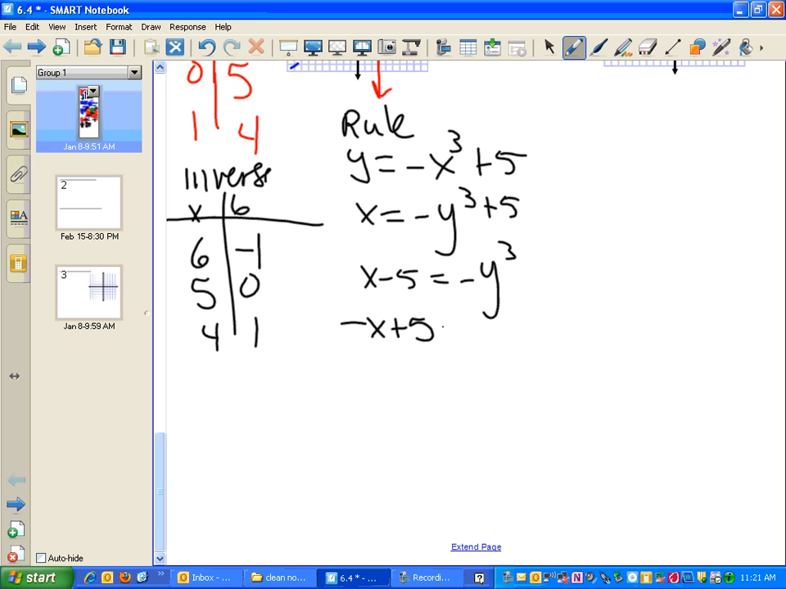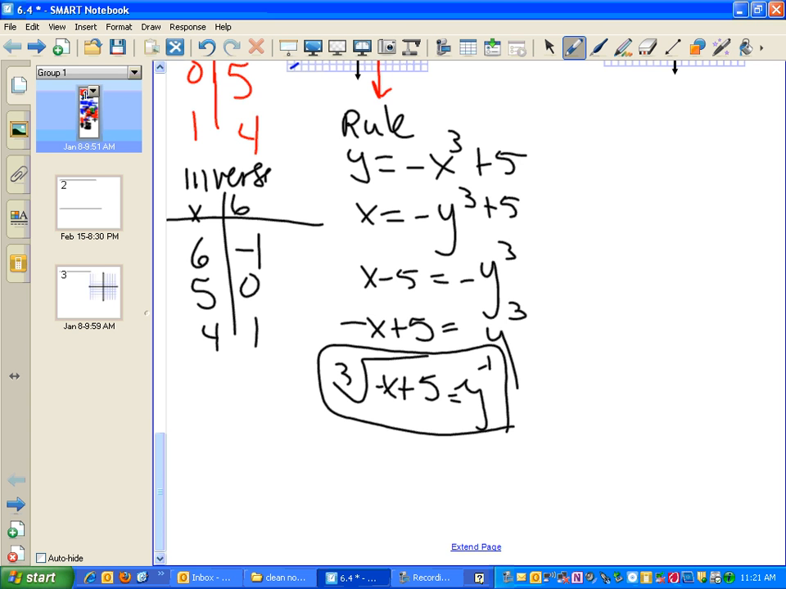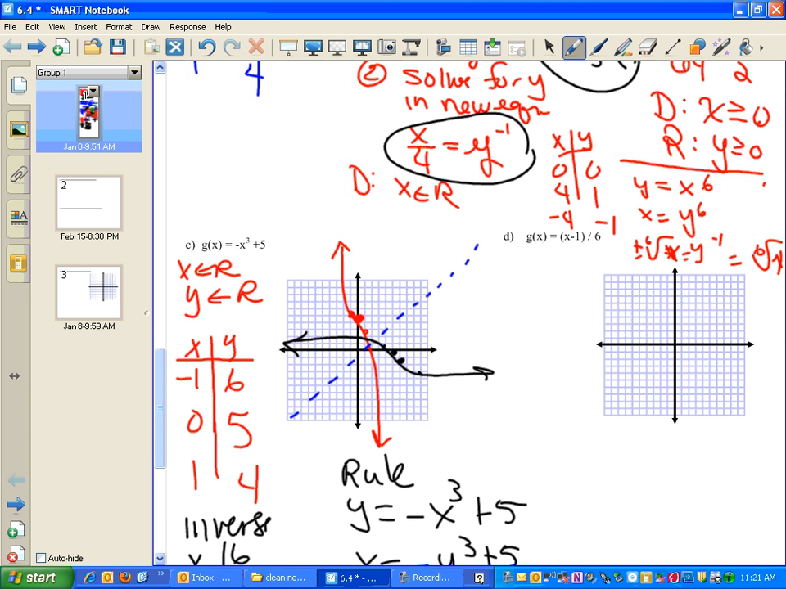Plus 5 equals y to the third. Move the negative sign. Equals y to the negative 1. Why did I do that? You've got to show that that's the inverse by putting that negative 1, because this rule is the equation of that line.